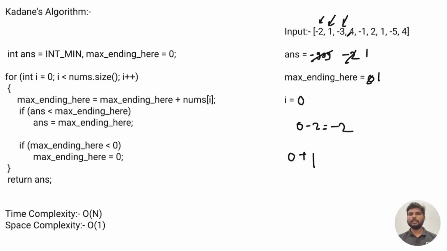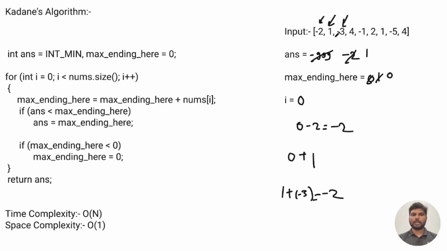So we start considering -3. Okay, now we calculate max ending here again. It becomes 1 plus -3, which gives us -2. Okay, then we check if answer is less than max ending here, where answer is 1 and max ending here is -2. That's not the case, right? And then we check if max ending here is less than 0. Well, this is the case, right? Then we assign max ending here with 0. Okay, so that means in this subarray we are getting a negative result, right? So we are discarding this subarray, and then we will start fresh with the next set of subarrays.